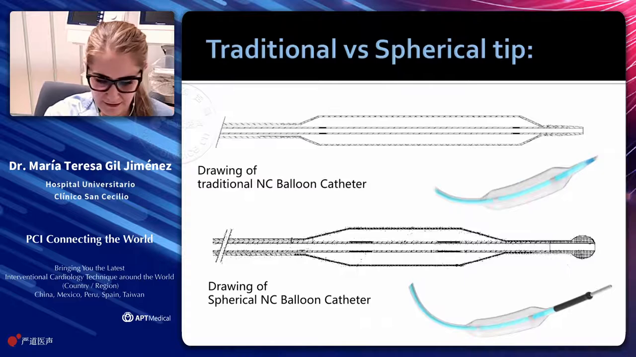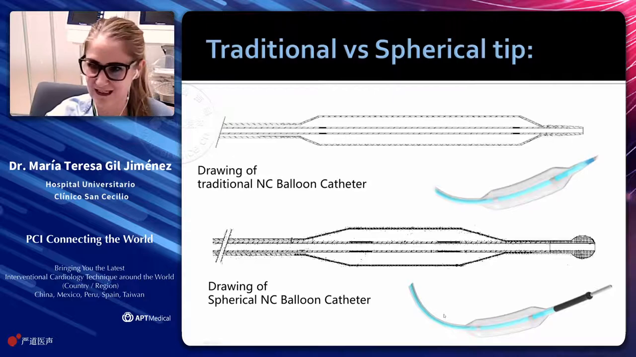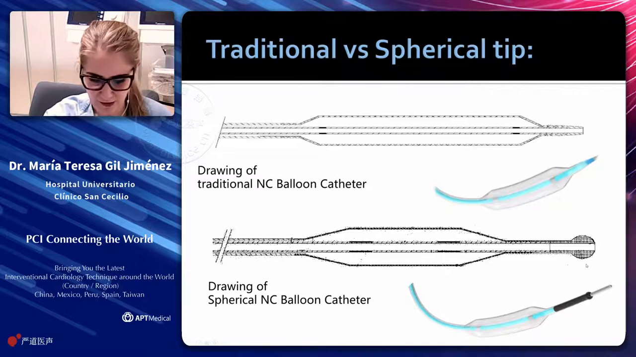Okay, here we can see a picture of a traditional Conqueror balloon, and this is a spherical tip. The unique spherical tip tries to avoid the collision between the stent and the non-compliant catheter and provides an operation experience that reduces the complexity and the time that we consume while trying to advance the catheter.